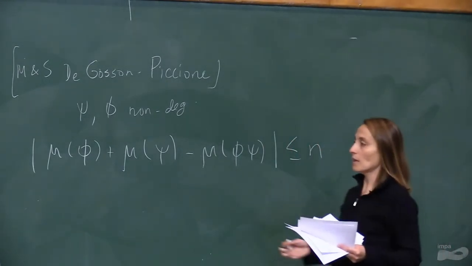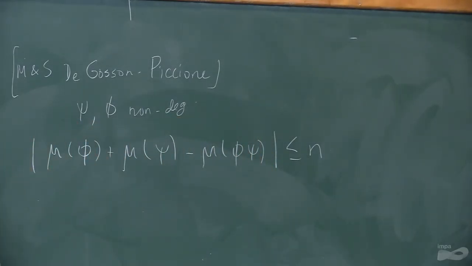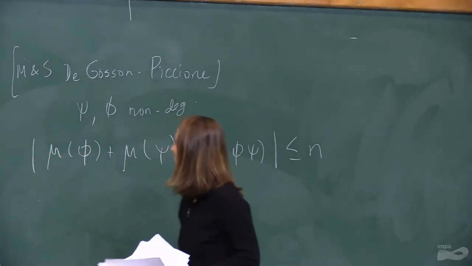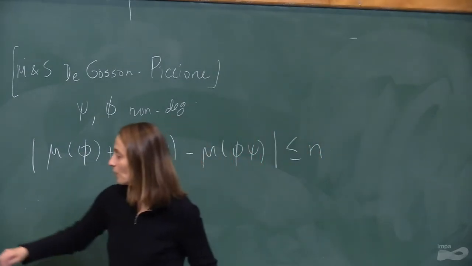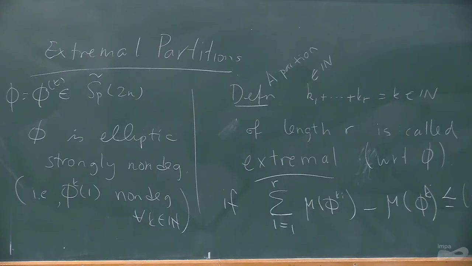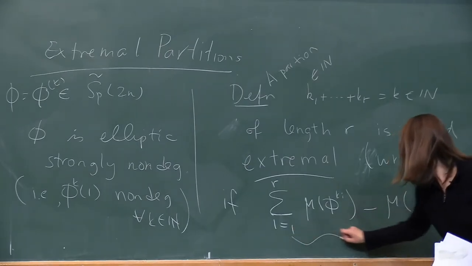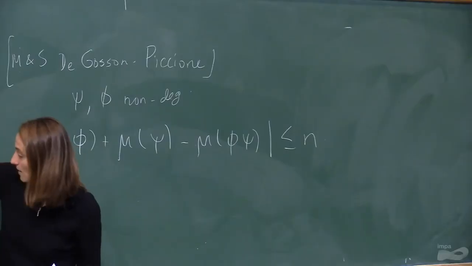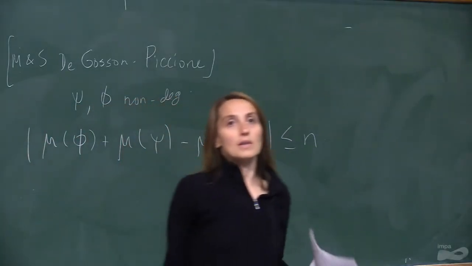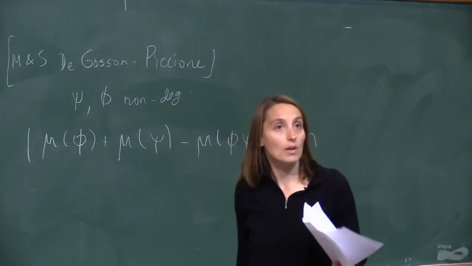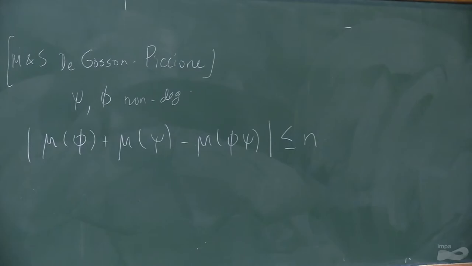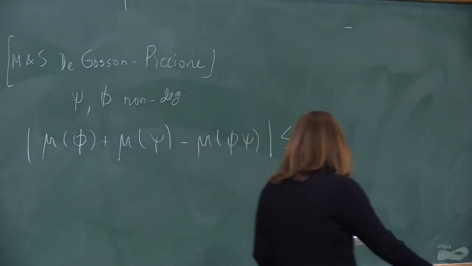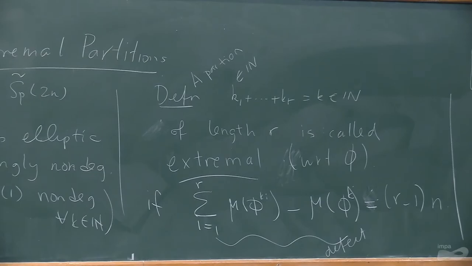It, of course, immediately implies that if you know both of these, all of these are non-degenerate, right? And then you're going to have the following property, basically. Now, let us call this, if you wish, the defect of this Conley-Zehnder quasi-morphism, whatever you call it. Now, extremal is exactly that this is equal to, basically, the right-hand side. All right. So extremal partitions are the partitions that maximize the defect.